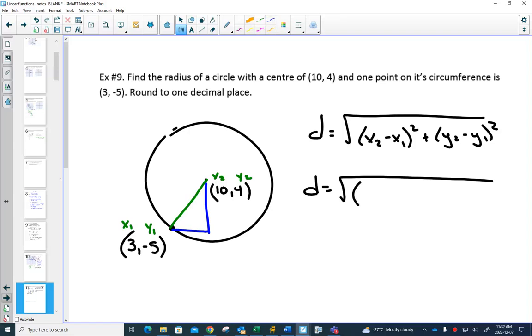Wouldn't 10 and 4 be x1 and y1 because it's the first one they listed? It doesn't matter which you pick as your first and which you pick as your second. And this is why. Look what happens when I do x2 minus x1. I get 10 minus 3. If you did it the other way, you would get 3 minus 10. One of them would give you plus 7, one of them would give you minus 7. And when you square it, the minus doesn't matter because it goes away. Y2 is 4 minus y1, which is negative 5.